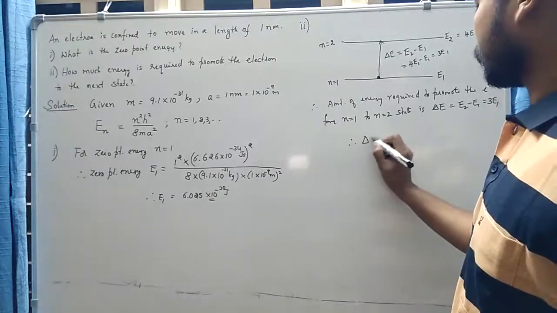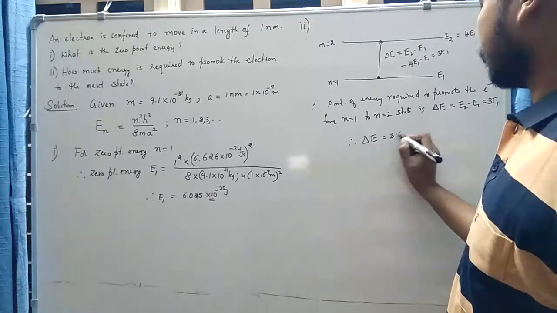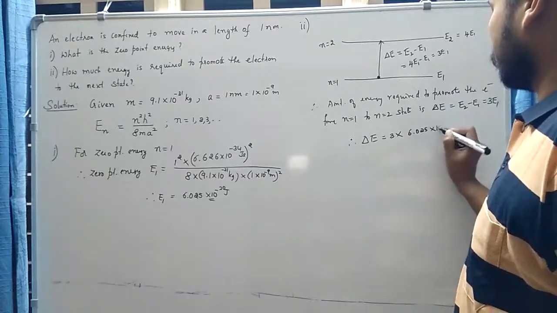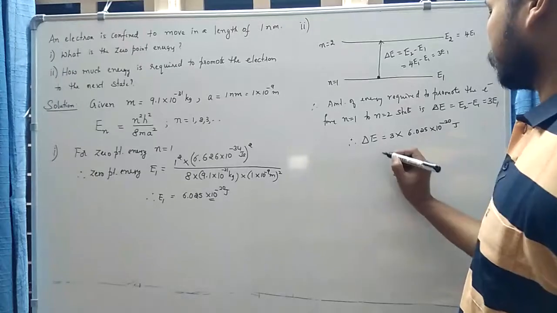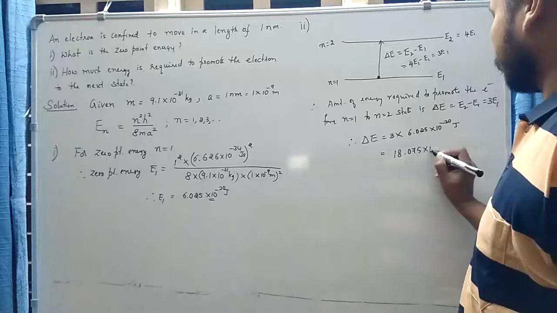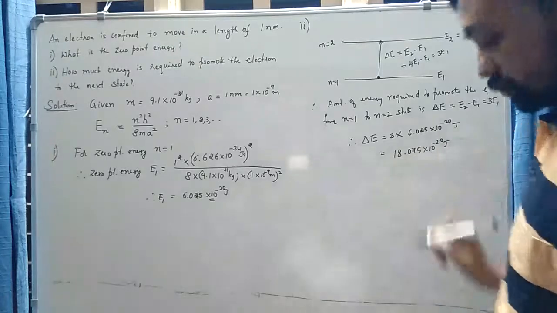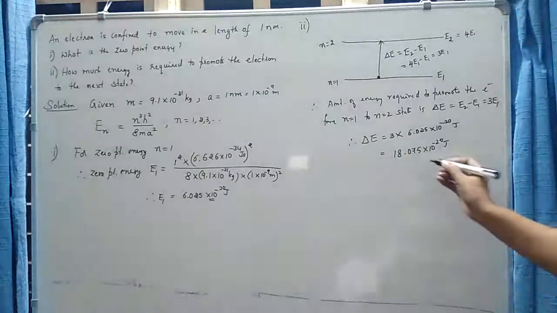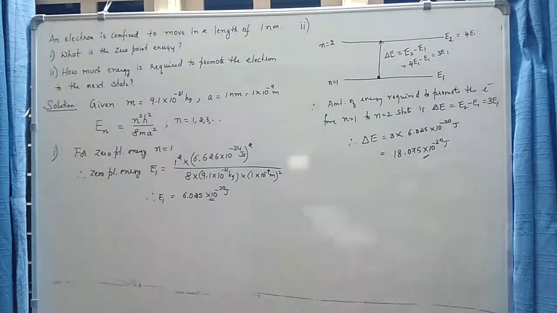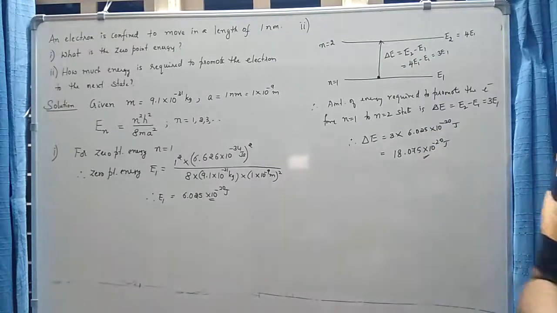So therefore delta E is 3 times E1, 6.025 into 10 to the power minus 20 joules. If you work out, it becomes 18.075 into 10 to the power minus 20 joules. It is 18.075 into 10 to the power minus 20 joules of energy that is required to promote the electron from the ground state to the first excited state. Okay, so these are the solutions to this problem.